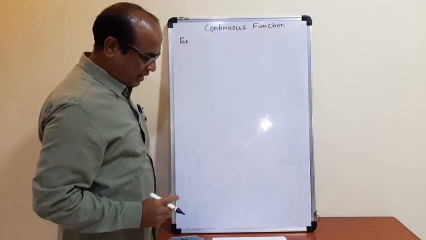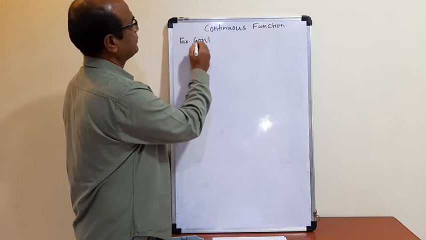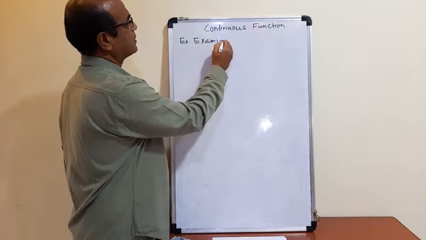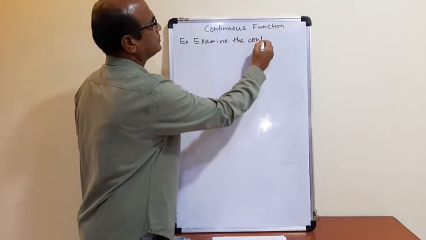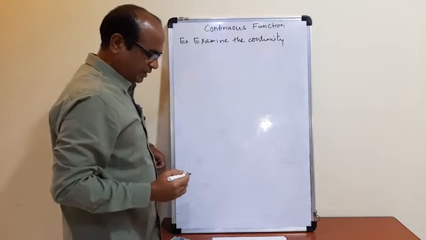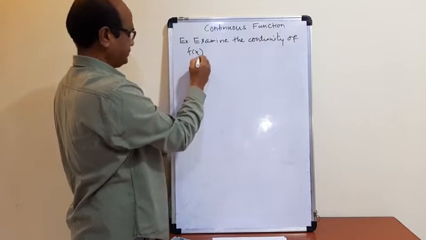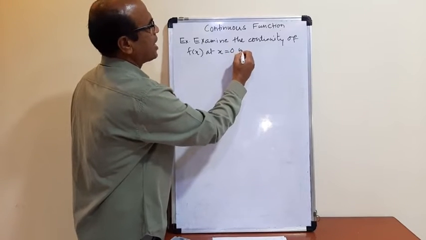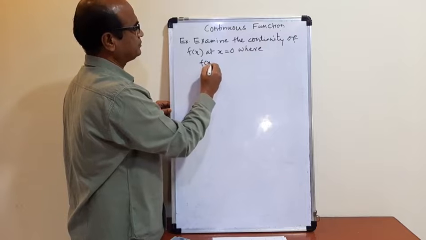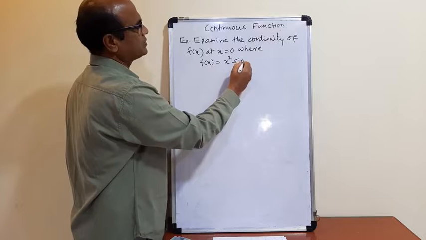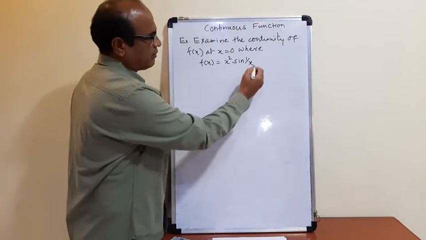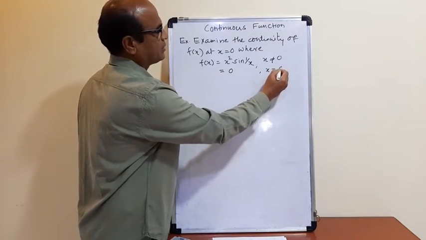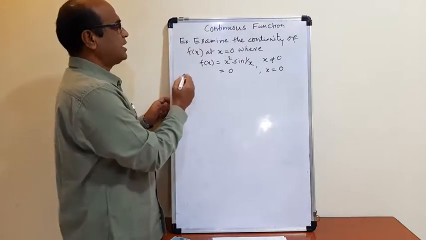Examine the continuity of f(x) at x is equal to 0, where the function is given: f(x) is equal to x square into sine 1 upon x when x is not equal to 0, otherwise f of 0 is equal to 0. So examine the continuity of this function.